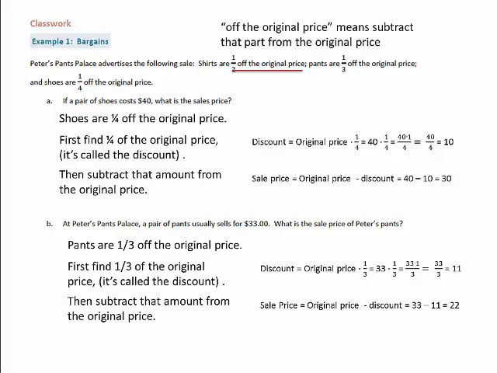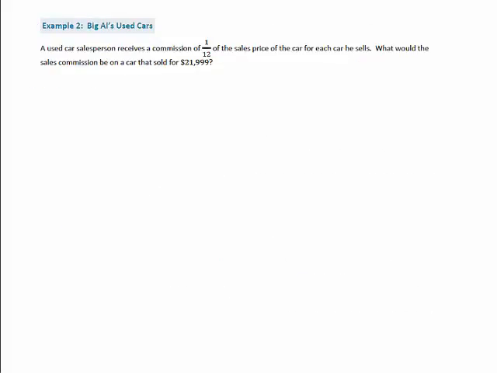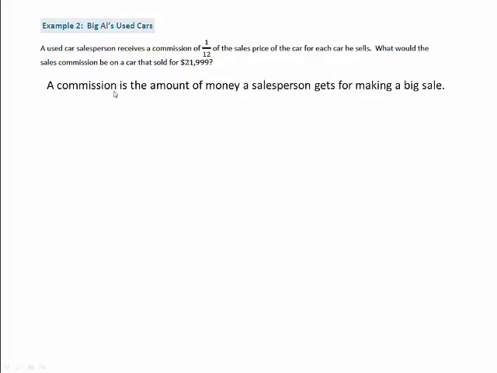Let's take a look at example 2. In example 2, we're talking about commission. Now, a commission is the amount of money a salesperson gets for making a big sale. Someone like a realtor or a car salesperson or someone who sells expensive things like furniture or art. In this example, we have a used car salesperson receiving a commission of 1/12 of the sales price of the car for each car he sells.